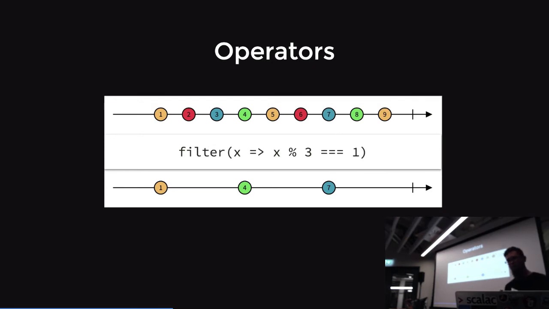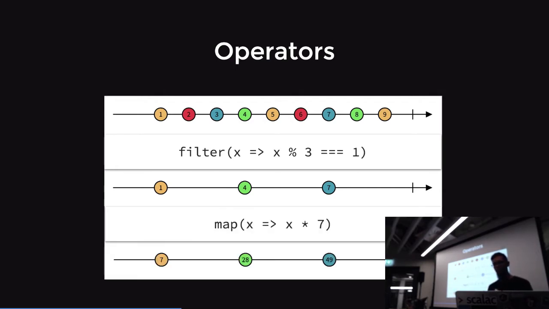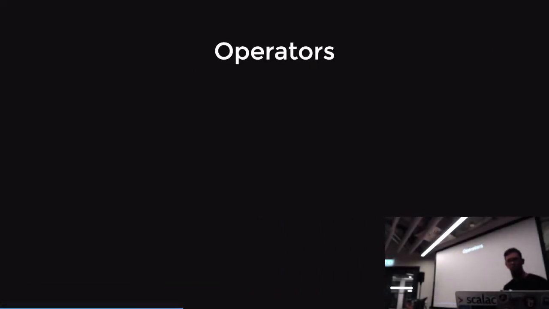Basically, how we use them is we get our input stream, and we want to filter our data. So we put a filter operator, and we only get the values out where the remainder of division by 3 is equal to 1. And we can chain the operators. That's the cool thing of RxJS. So we can put another operator right afterwards and multiply it, for example, by 7.